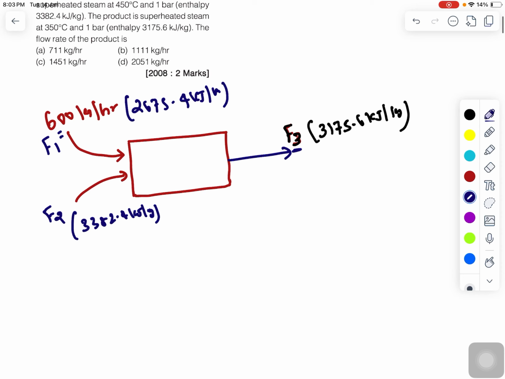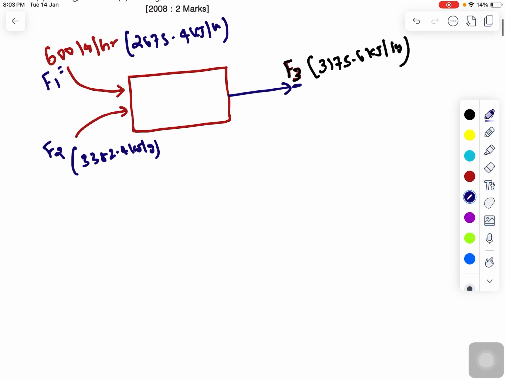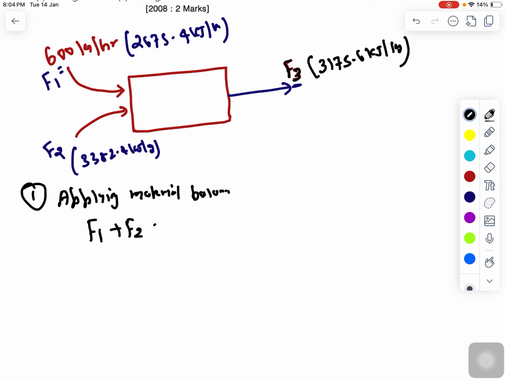So just try to understand one thing. This question is based on two things. First, you have to apply the material balance as well as the energy balance. So if we apply material balance, how will we solve this particular problem? Applying material balance, you can write F1 plus F2 equals F3. So F1 is 600, plus F2, that is equal to F3. So this one is your first equation, right?